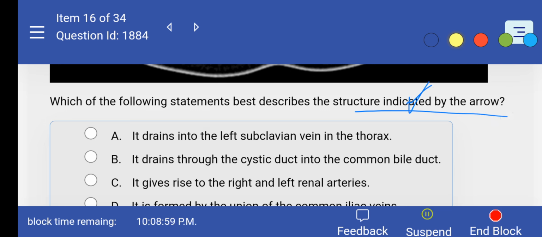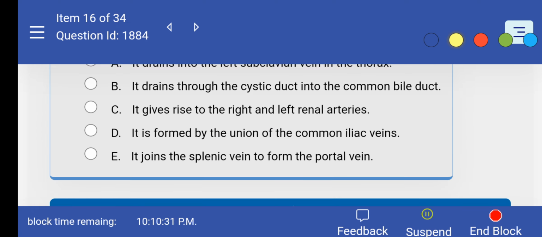Option A: drains into the left subclavian vein in the thorax. Option B: drains through the cystic duct into the common bile duct. Option C: it gives rise to the right and left renal arteries. Option D: it is formed by the union of the common iliac veins. Option E: it joins the splenic vein to form the portal vein.